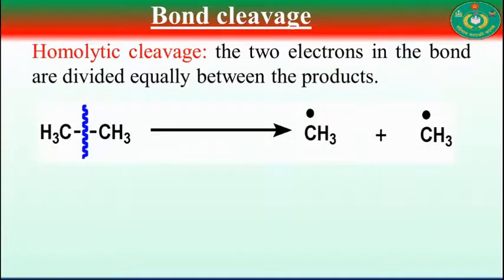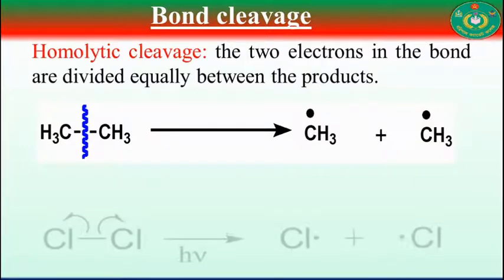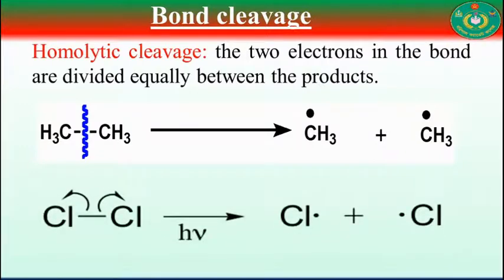This is an example of homolytic cleavage where an ethane molecule breaks down and produces two free radicals, namely methyl free radicals. This is another example of homolytic cleavage. Here, two chlorine free radicals are obtained.